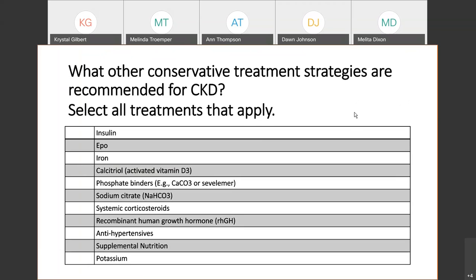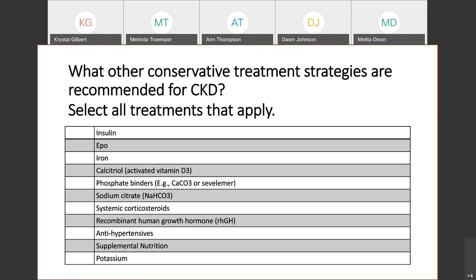All right. This question. What other conservative treatment strategies are recommended for CKD? Insulin. If they're diabetic. Epogen. Yes. Iron. Yes. Calcitriol. Vitamin D3. Yes. Phosphate binders. Like sevelamer, yes. Sodium citrate, yes. Systemic corticosteroids, maybe not. Recombinant human growth hormone. Not sure.